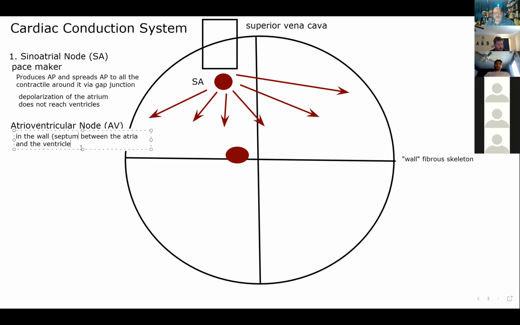It's in the septum between the atria and the ventricles. So its location of this AV node is important. But there's also something else very important about this AV node. The cells of the AV node are very small and thin. Why might that be significant?